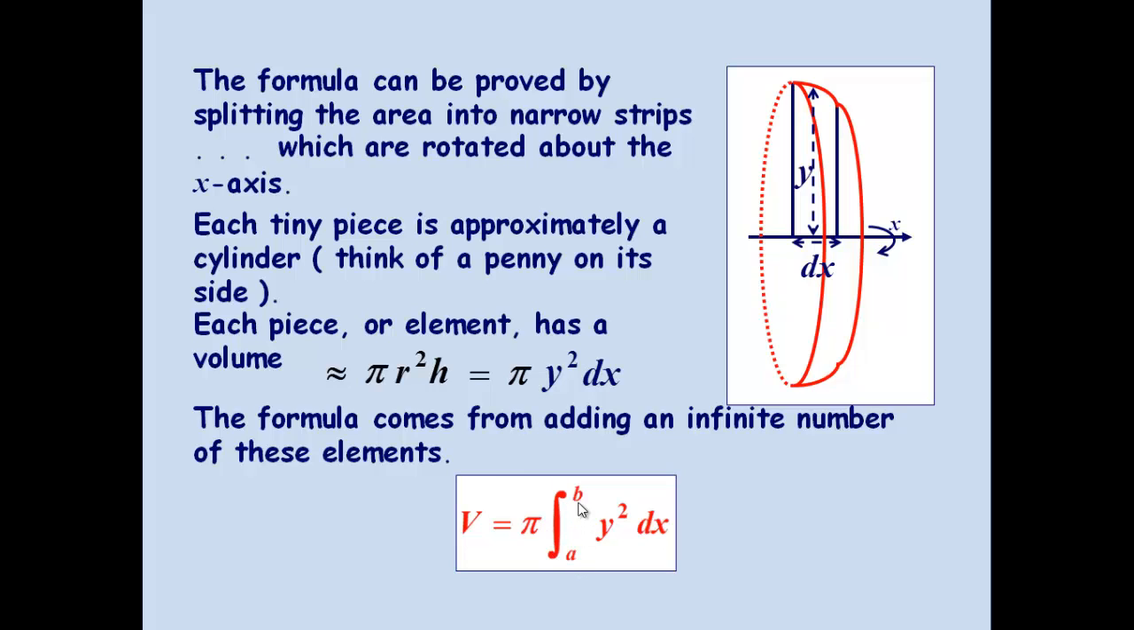So between a and b, we're doing that. We're summing, if you like, the integral of pi y squared, but pi being a constant, we can take it out of the integral. So we get an infinite number of little cylindrical slices. So we can use this area of a circle formula times the width to find out the volume.